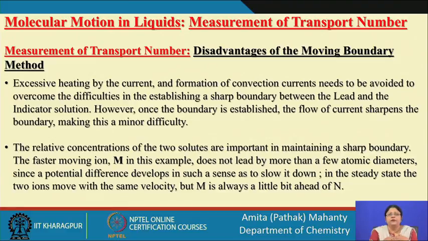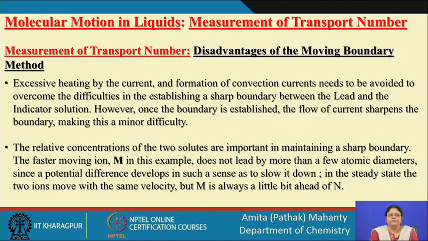So we have to take care of conditions that would not give rise to diffusion in the sharp boundary between the leading and the indicator solution. We need to avoid the heating associated with the passage of current, which may generate convection currents that can give rise to diffusion in the sharp boundaries. However, once the method is established, the flow of current sharpens the boundary, and this minor difficulty can be overcome.